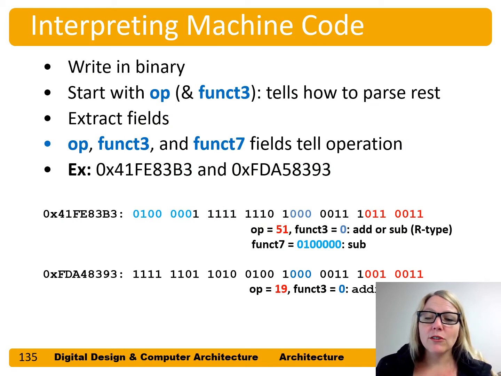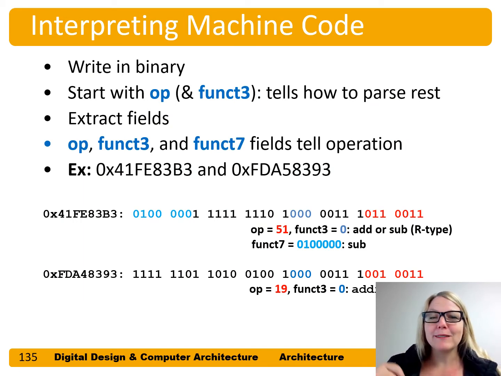So we may want to also go the other direction. Instead of going from assembly to machine code, we may want to go from machine code to assembly, where we're interpreting, well, what instruction is that? And so we're going to follow this process. Typically it's given in hexadecimal first. So here's our hexadecimal machine instruction.